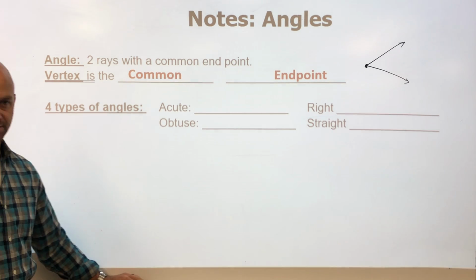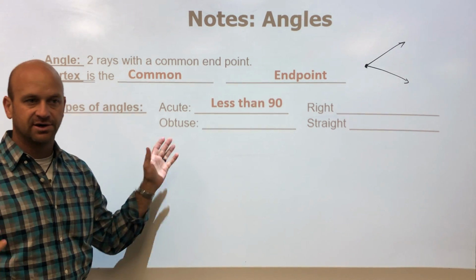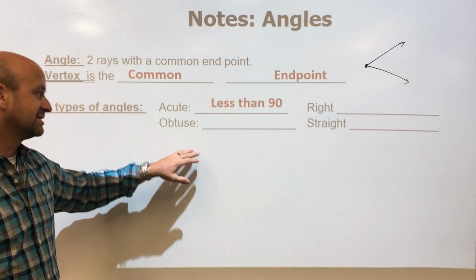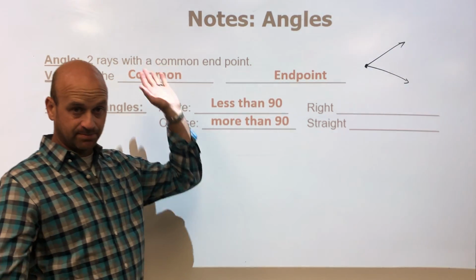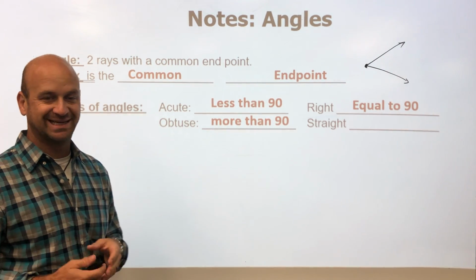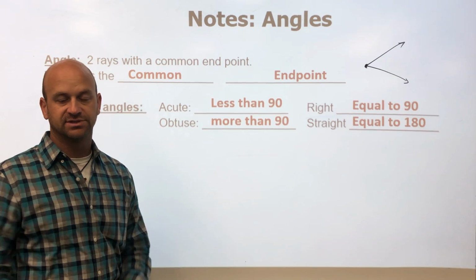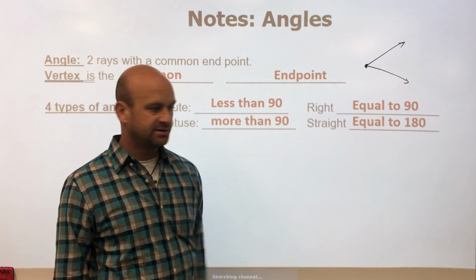Alright, there's four types of angles. Some of this you guys have heard in the past. Acute angles are angles that are less than 90 degrees. An obtuse angle is one that is bigger than 90 degrees. A right angle is equal to 90, and a straight angle is equal to 180. And this is what we call a straight line as well.